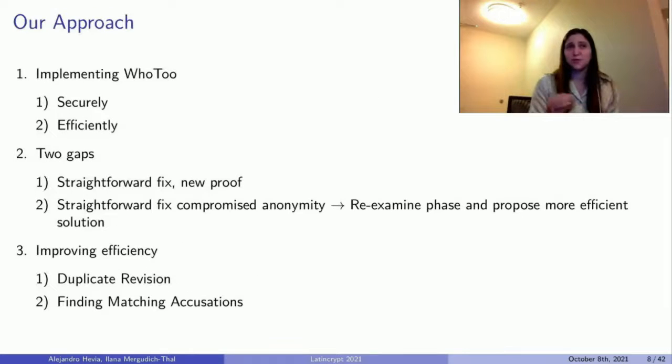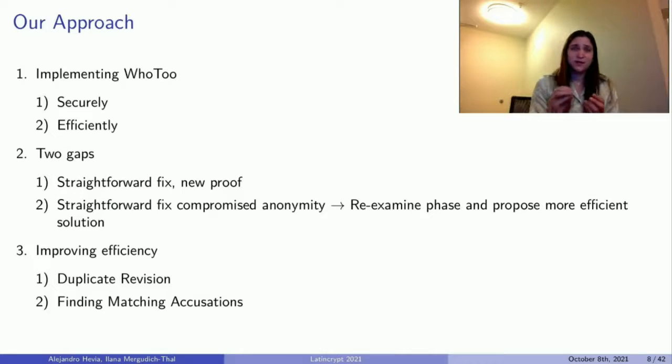So what we wanted to do was to implement a secure and efficient sexual assault reporting system, and we found Who2. We found it very interesting, we were satisfied with its security guarantees, and started to look into it and study it to see how we could implement it. And quite surprisingly, we found two gaps, two operations that were left unclear.